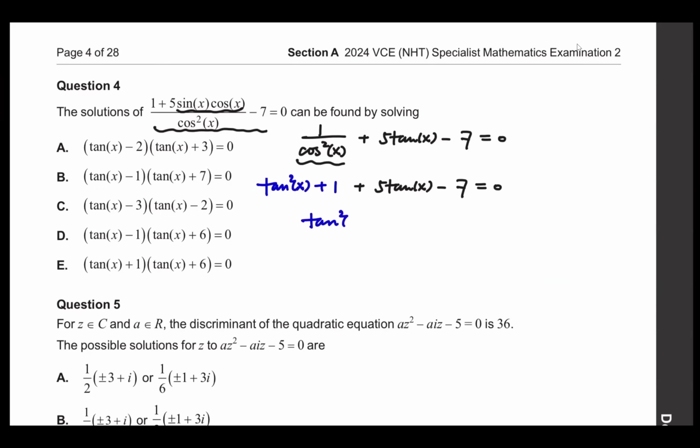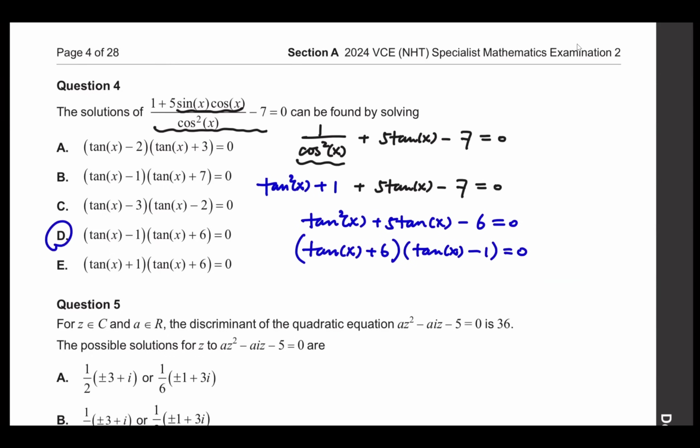Eventually, you will be able to get tangent squared x plus 5 tangent x minus 6 equals 0. And then you can just factorize this quadratic equation in terms of tangent. So you should be able to get tangent x plus 6 and tangent x minus 1 equals 0, which turns out to be option D.